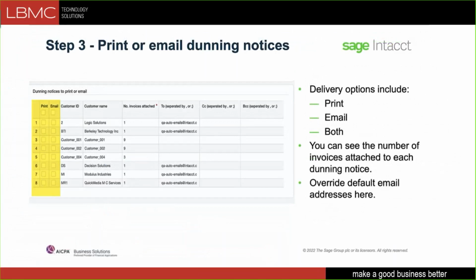And then the screen's going to come up similar to the way it does when you are printing invoices. You can select print or email or both. You can override the default email address here, and you can see how many invoices are attached.